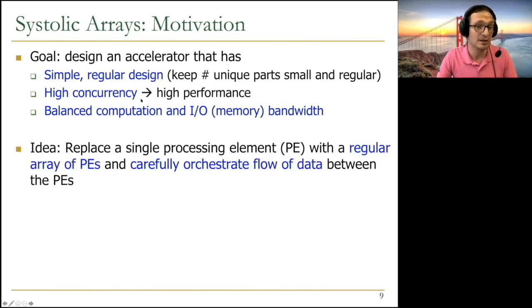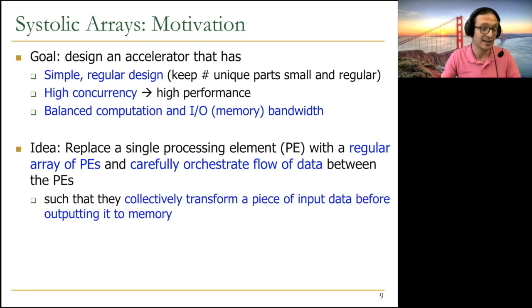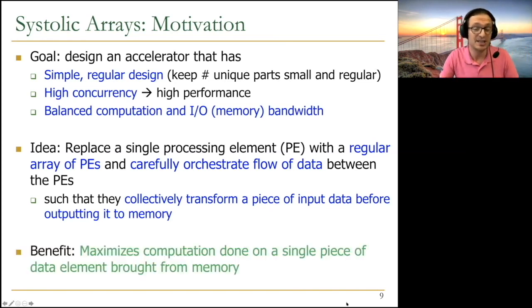And the idea is to basically achieve all of these 3 goals. The idea is to replace a single processing element with a regular array, vector or array of processing elements, and carefully orchestrate the flow of data to this array and between the processing elements in the array. We will see what this means more clearly, such that these processing elements collectively transform a piece of input data before outputting it to memory. You want to maximize the operations you do on the data before you have to write it back. And this maximizes the computation done on a single piece of data element brought from memory. And that's the one big benefit of a systolic array architecture.